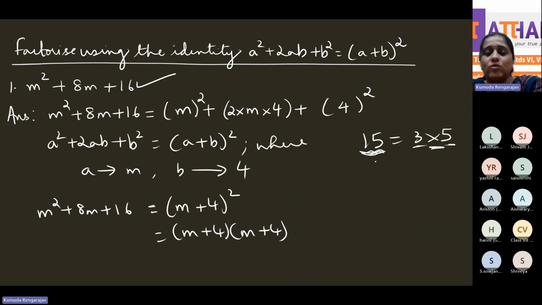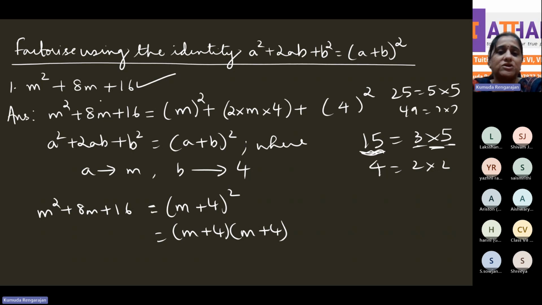Like we have 4, no? What is 4? 2 into 2. Like 25. What is 25? 5 into 5. What's 49? 7 into 7. In the same way, the given expression is m plus 4 into m plus 4.